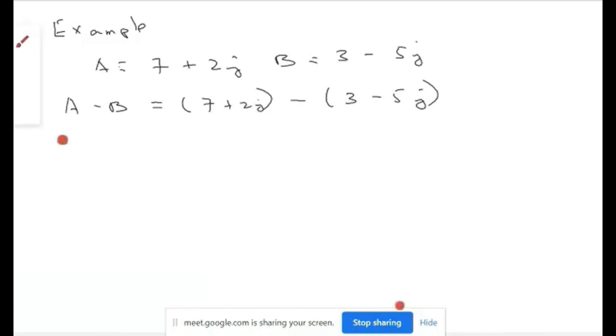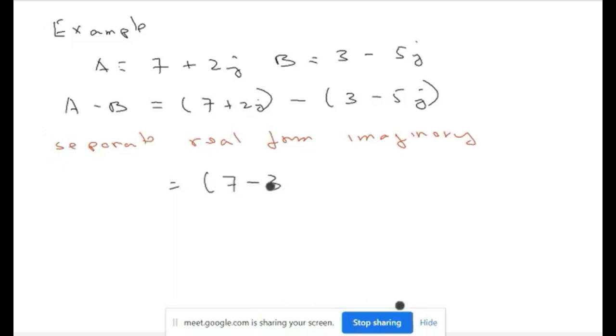Again, we separate real from imaginary. So how do you separate the real from the imaginary? It will now be 7 minus 3. Remember, it is A minus B. We subtract the real first, then plus, the imaginary will be 2j minus minus 5j.